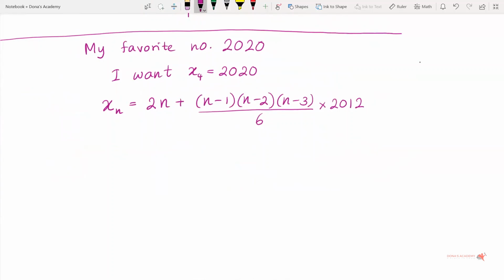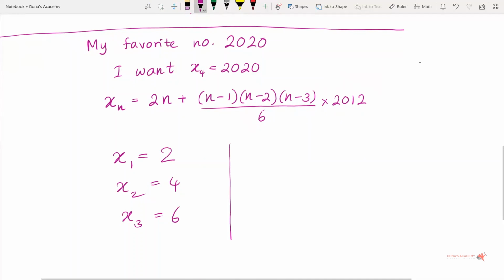So x1, what is x1? Now you don't have to worry about this term for x1, x2 and x3, because you already know it will give you 0. Okay, so I'm not going to worry about that. So I just have this thing. So I still have x2 = 4, x3 = 6. Now let's check whether I get 2024 for x4.